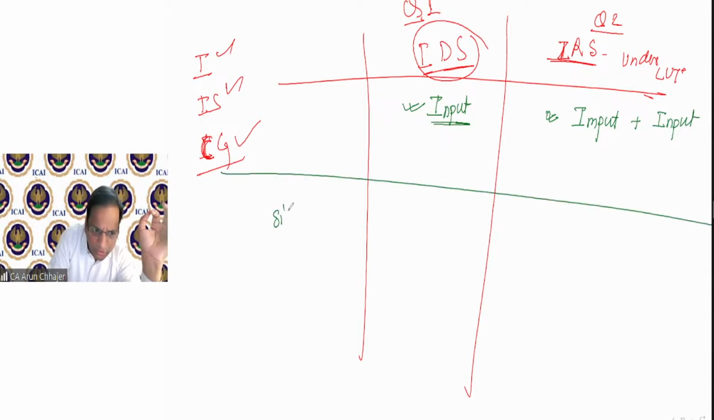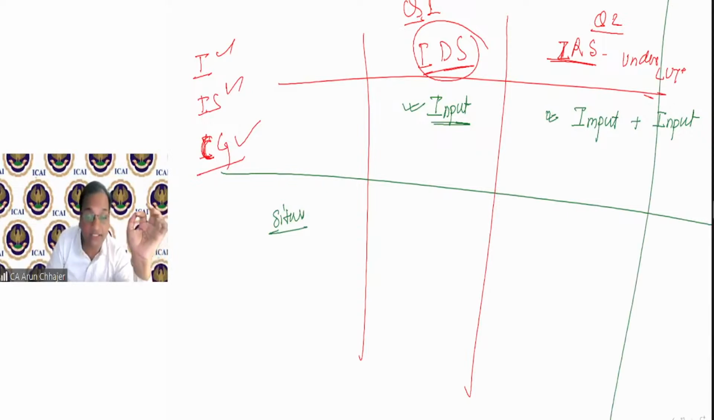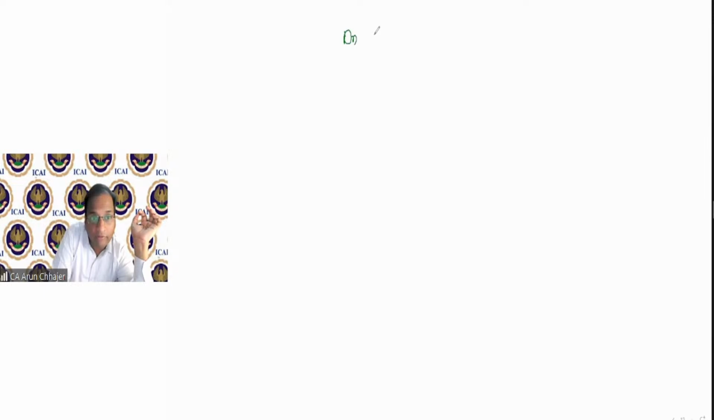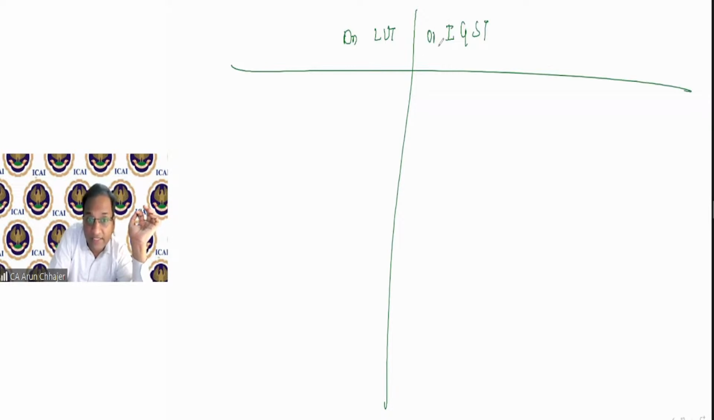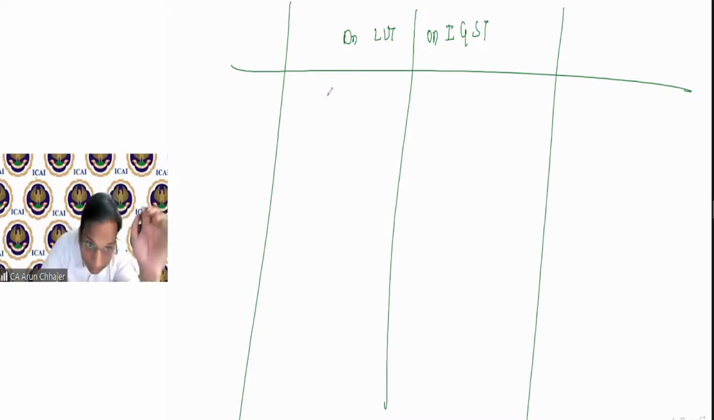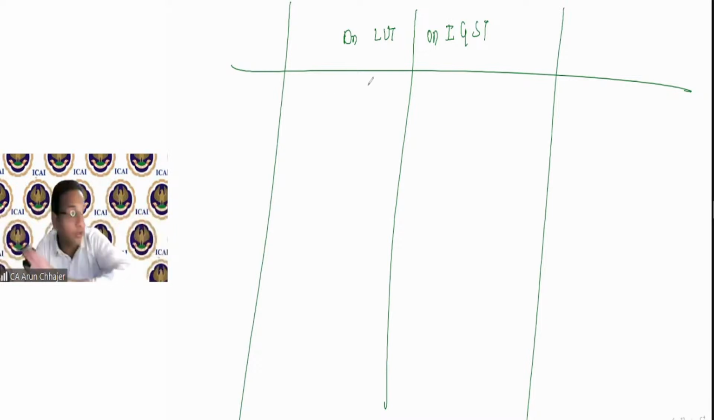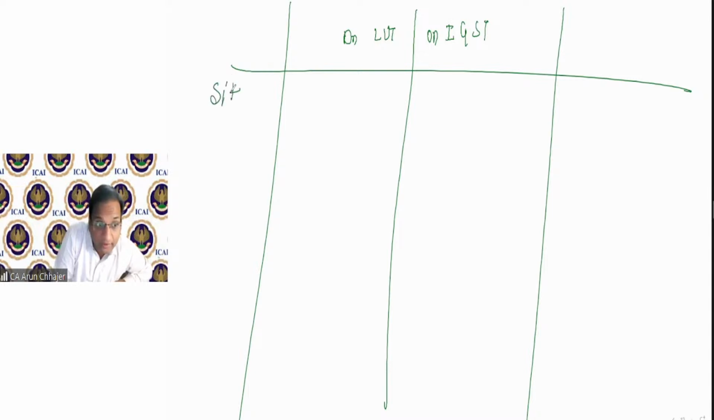Tell me the situation where I cannot go on the IGST route. Tell me the situation where I cannot go for the IGST route, where I cannot go on payment of IGST. I cannot go on payment of IGST. The situation wherein I have to compulsorily go under LUT, I cannot go for the IGST route. Situation: compulsory LUT, I cannot go for the IGST route.